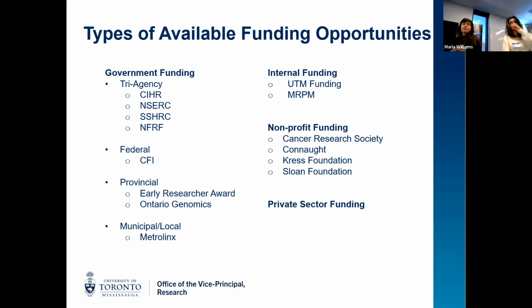There are also many nonprofits that provide funding to researchers. So examples include the Cancer Research Society, the CONOC Fund, which is administered through U of T, but is considered a nonprofit. There's the Crest Foundation, which provides funding to humanities scholars, and the Sloan Foundation, which is mostly science focused. And finally, there's private sector funding, which usually comes through research contracts.